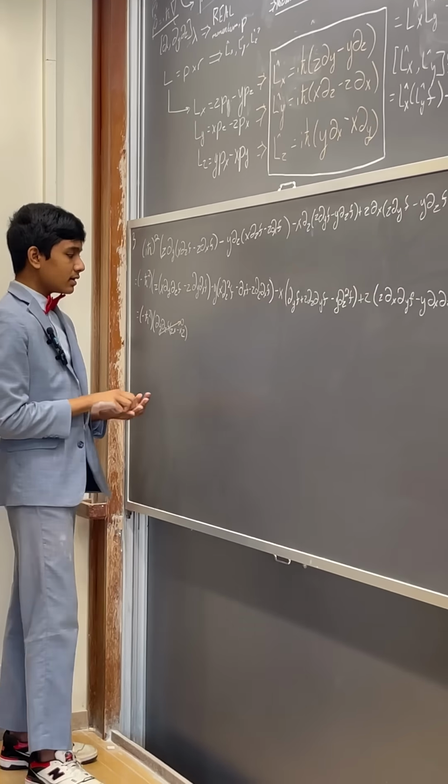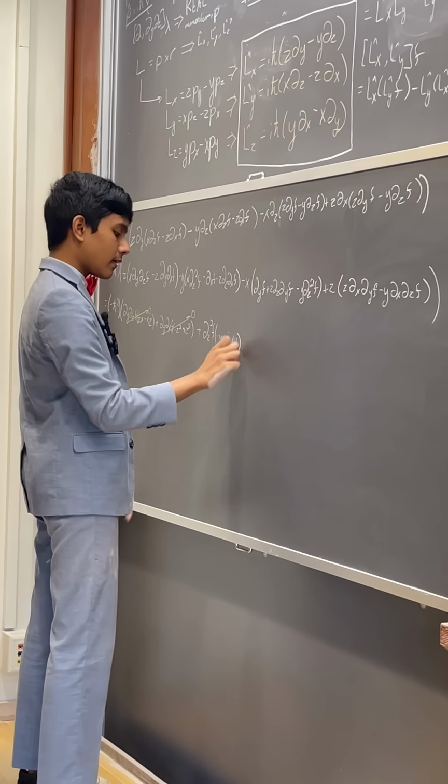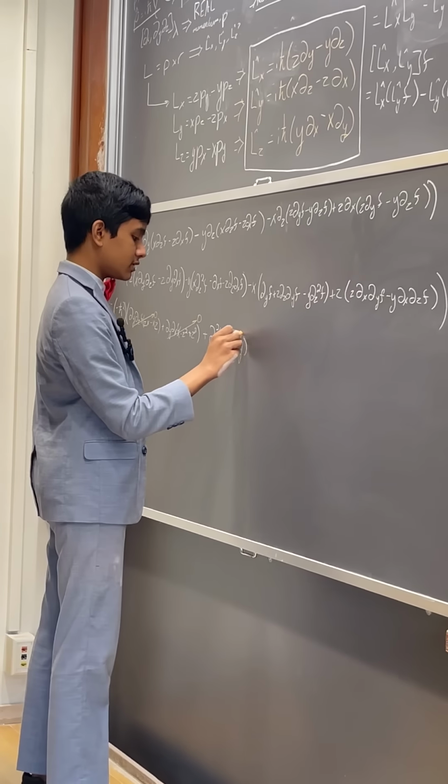Then we have partial z squared f. The coefficient in front of it is minus yx. You wait a little bit. The other coefficient in front of it is minus x times minus y, which is positive xy. So this also goes to 0.